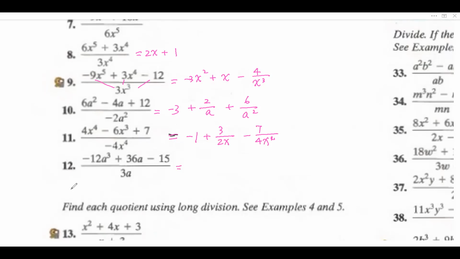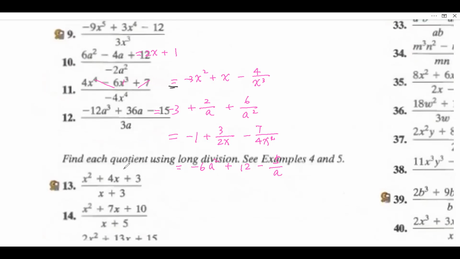And number 12. The divisor here is negative 6a squared. And I'm sorry, here is 12, right? And the last one is 5 over a. Right, it's really easy for the one-term case. All right, let's move on.